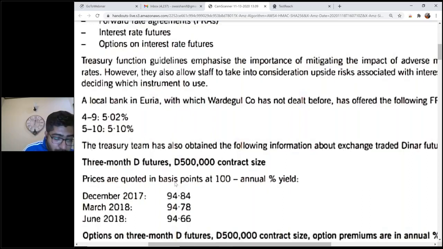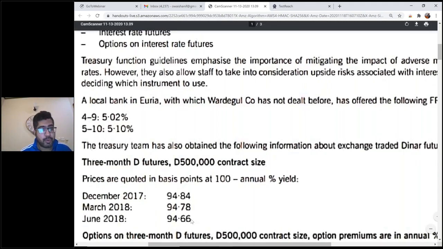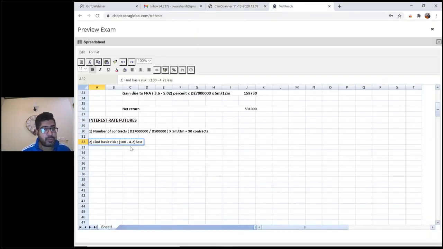So if you plan to borrow or deposit on 31st January, the nearest future you can take is the very next one, March. So you will take the March futures of 94.78. So spot price less LIBOR, 100 less 4.2, less futures price 94.78. This gives you basis as 1.02. I've completed 2 steps of 7.